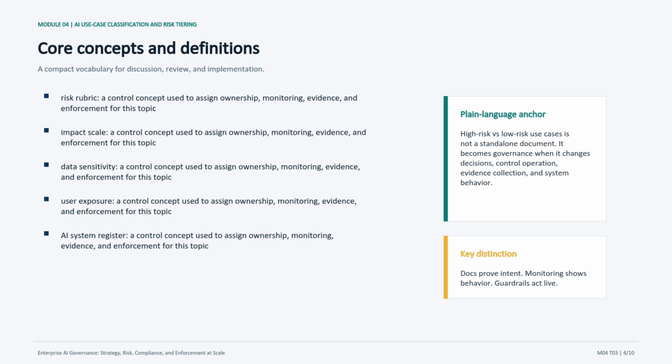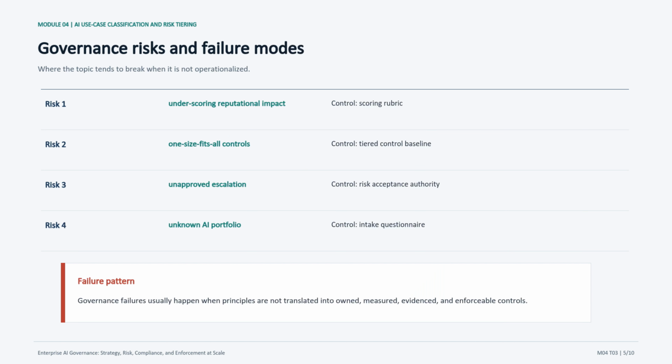Where does this topic break down when the enterprise does not operationalize it? This is where the discussion becomes more concrete. I would tell the class every governance topic has failure modes, and our job is to name them before the system is already in production. The risks listed here are tied to controls because a risk without an owner or control is just an observation.